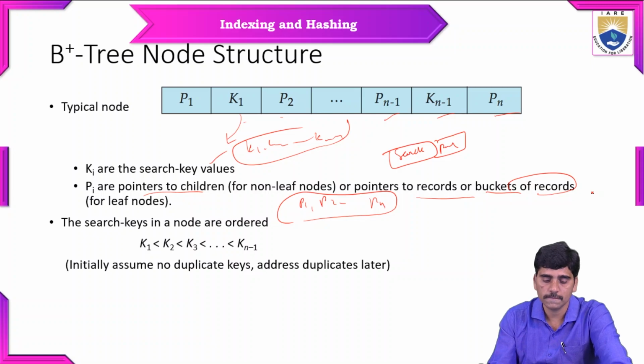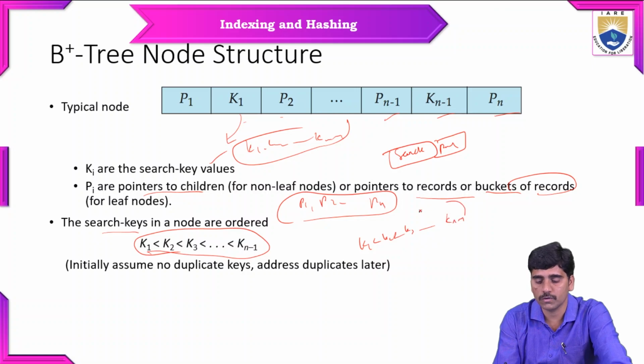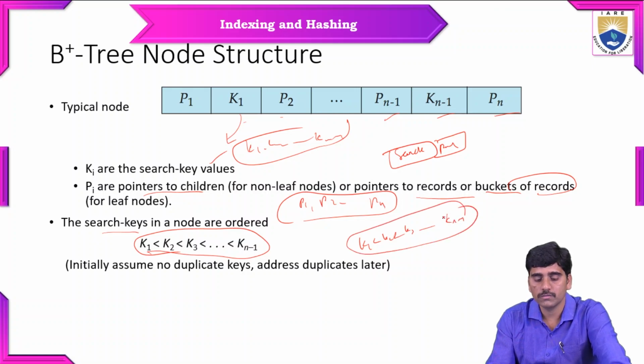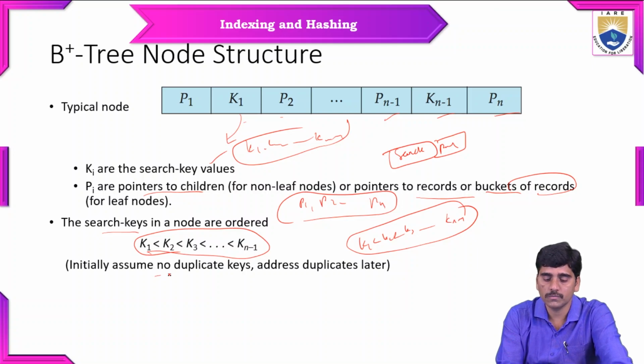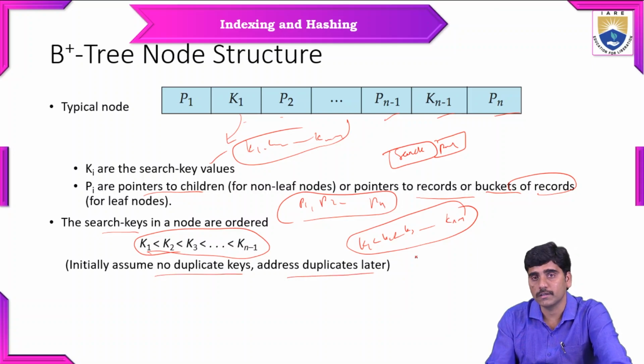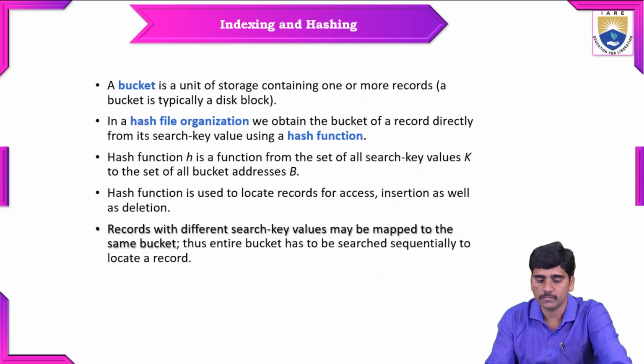The search keys in a node are ordered like K1 less than K2 less than K3 up to Kn minus 1. In this way the search keys in a node are ordered. Initially assume no duplicates and address duplicates later.